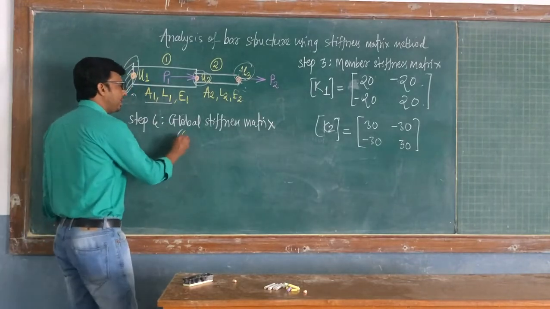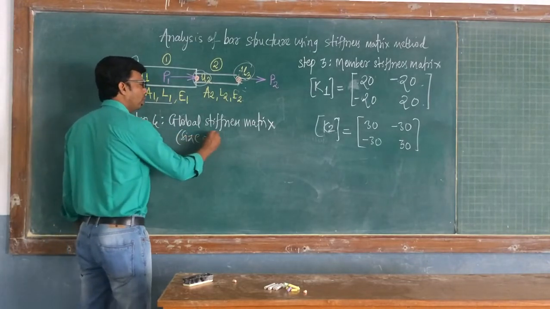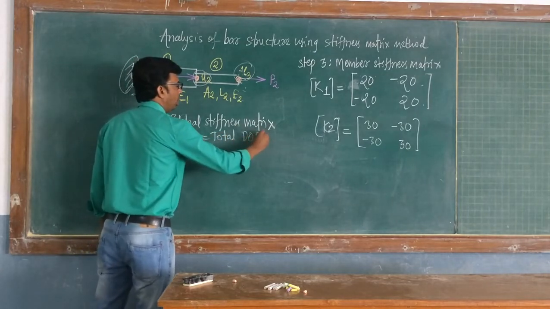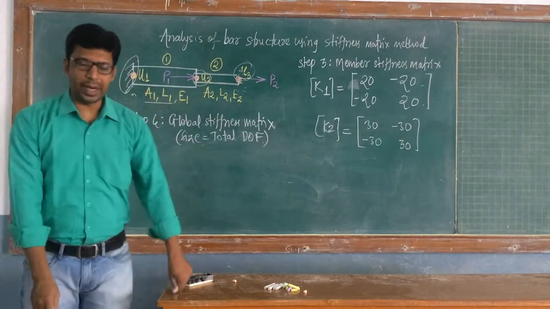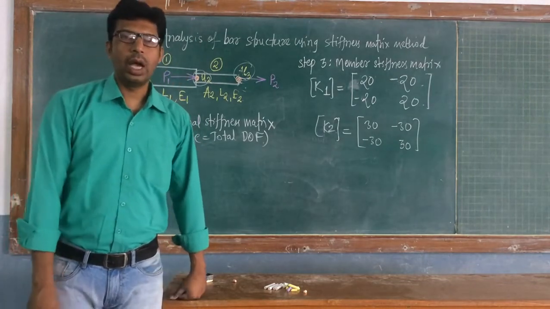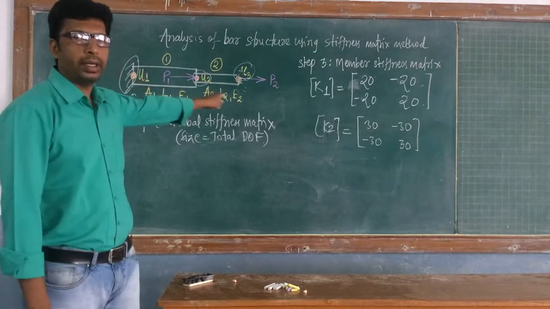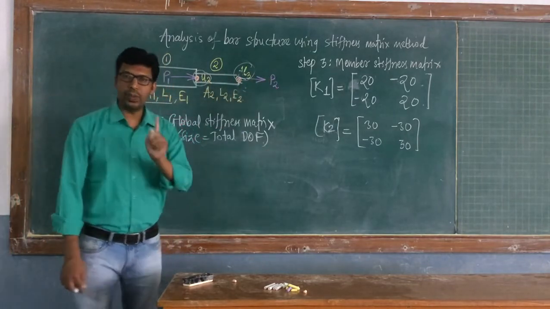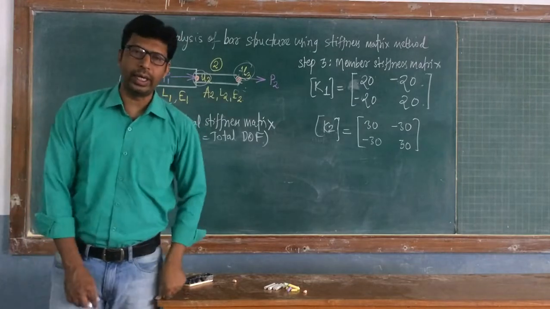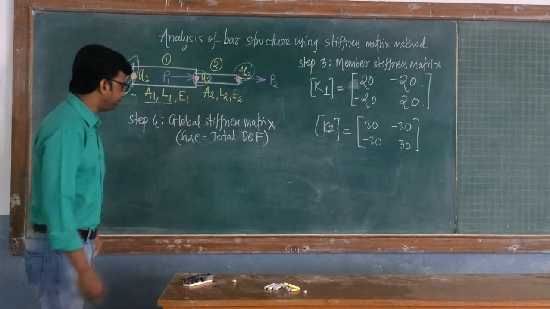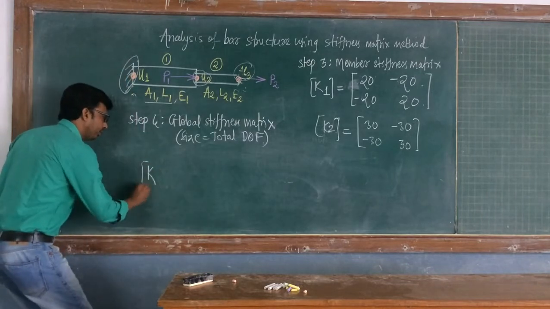Now what will be the size of this global stiffness matrix? The size of the global stiffness matrix is equal to the total degrees of freedom of the bar structure. How many unknowns are there in this bar? There are 3 unknowns, U1, U2, U3. 3 displacements. Total DOF are 3. So the size of the global stiffness matrix will be 3 by 3.